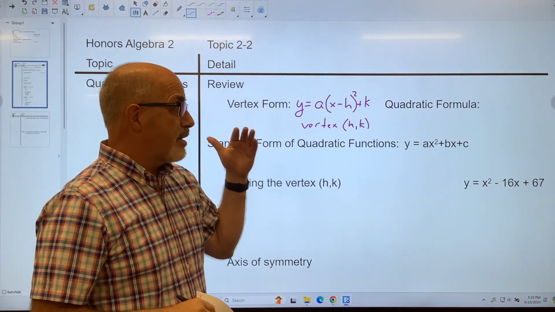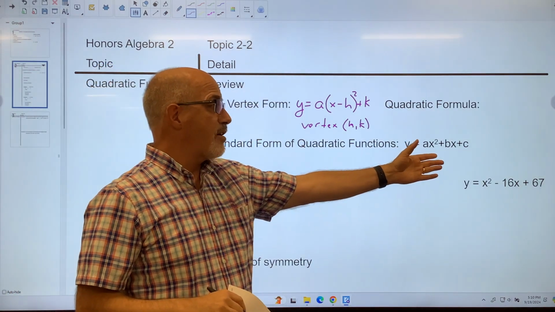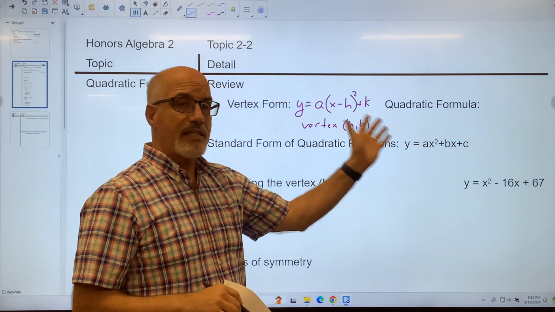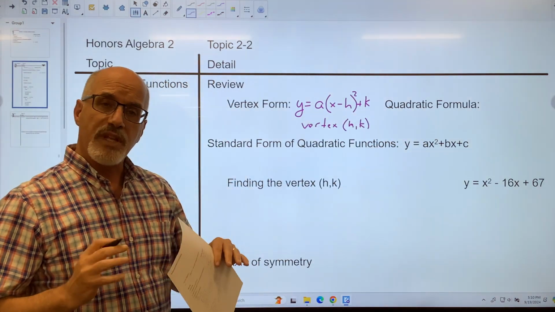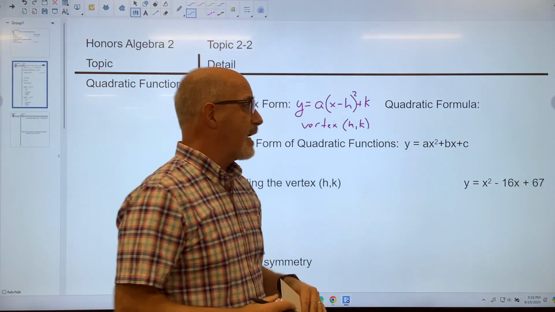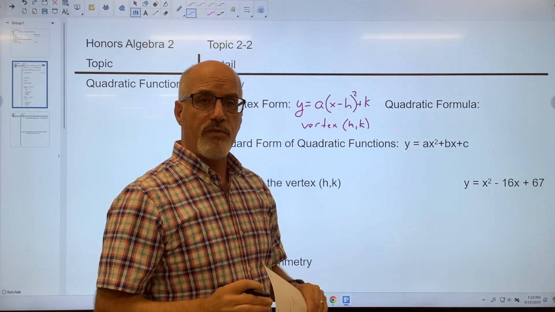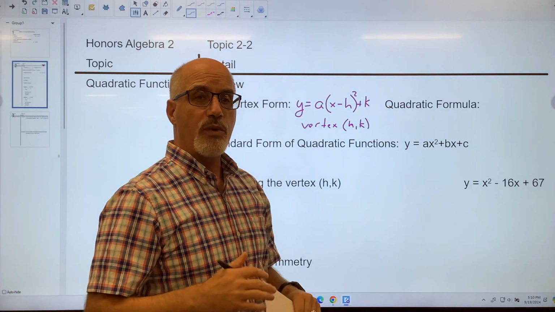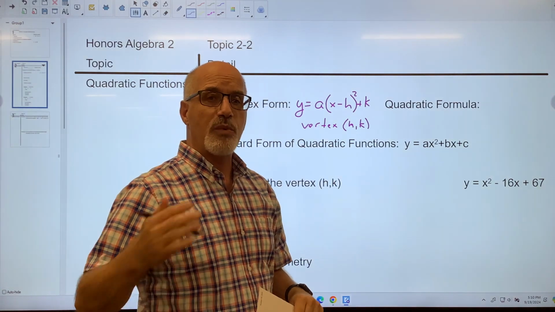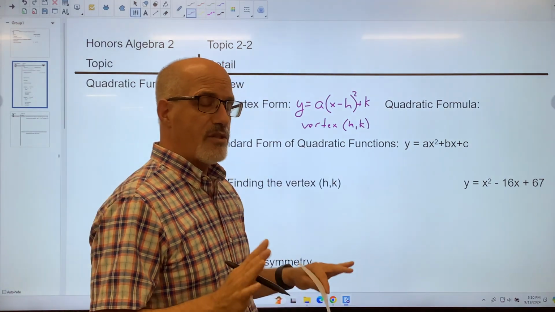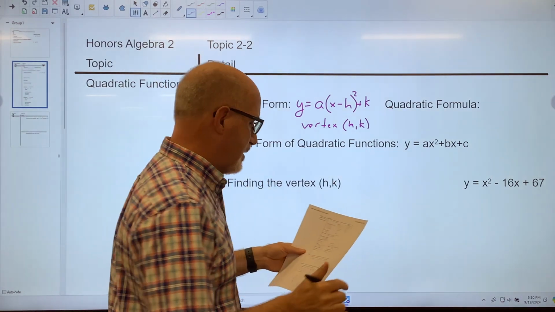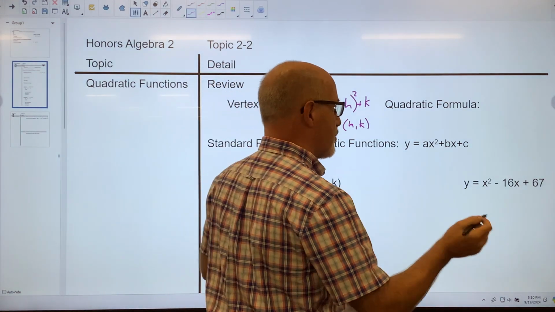Now when we build into the standard form, notice that it's not in the same form. The vertex will not stand out as much, so we'll have to calculate it. Now we do need to review a formula that you've used in the past, and we'll need to use at times when we work with quadratics. So this is just review. This is something that will be used in the future.